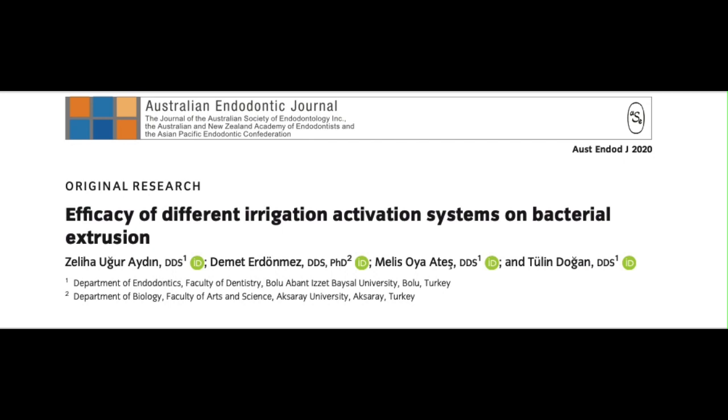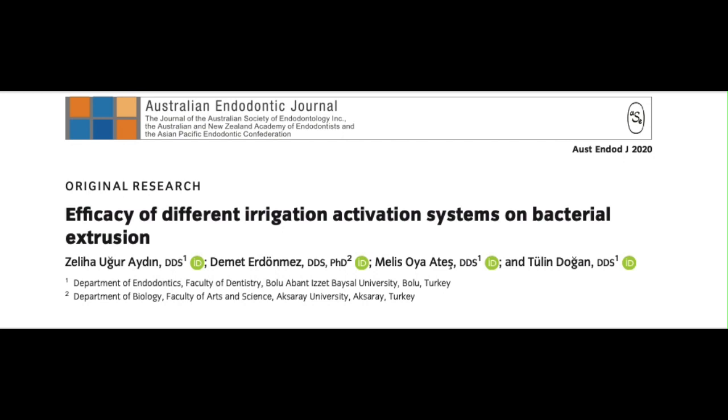A couple of weeks ago, I presented an article that compared post-operative pain after using different irrigation protocols. In that article, the authors correlated the pain with the bacterial extrusion during the activation of irrigant. And in this article, the authors mentioned that during irrigation, vital or necrotic pulp fragments, bacteria, and their products can be extruded from the apical foramen and accessory foramina to periapical tissue.